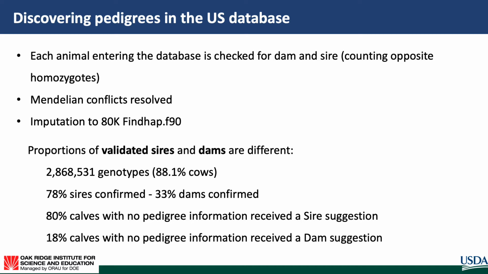Finally, 80% of the calves entering the database with no pedigree information received a sire suggestion, but only 18% of those received a dam suggestion. Therefore, we have many animals with missing information.